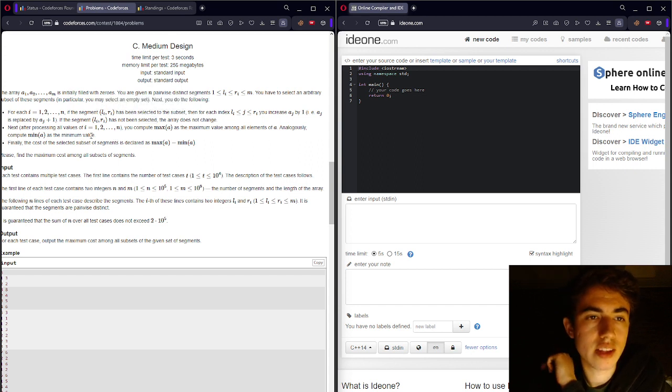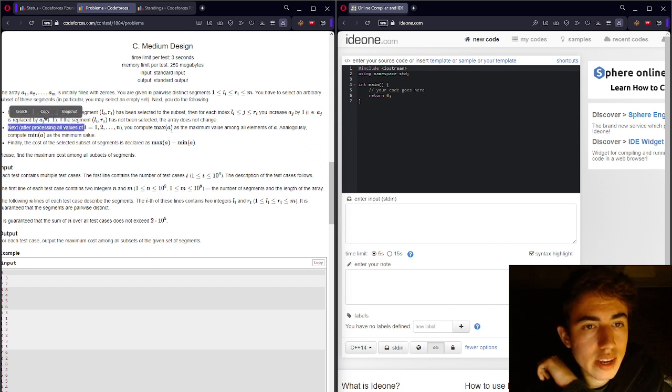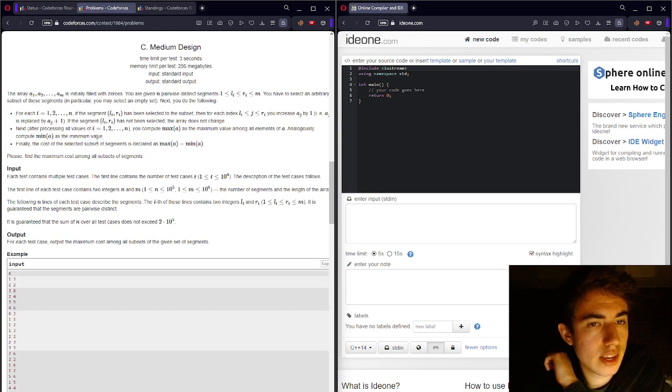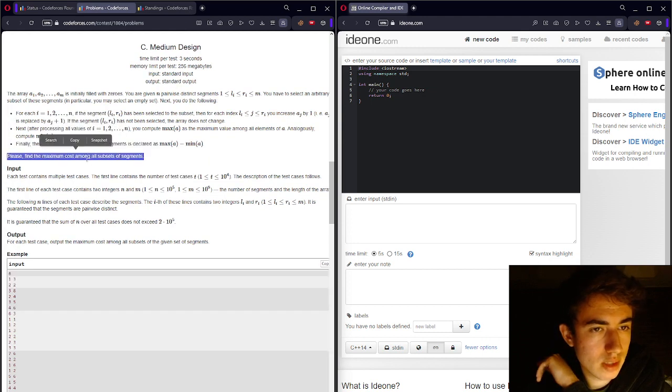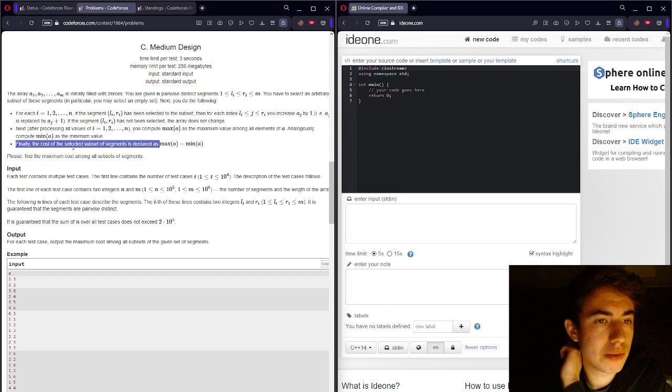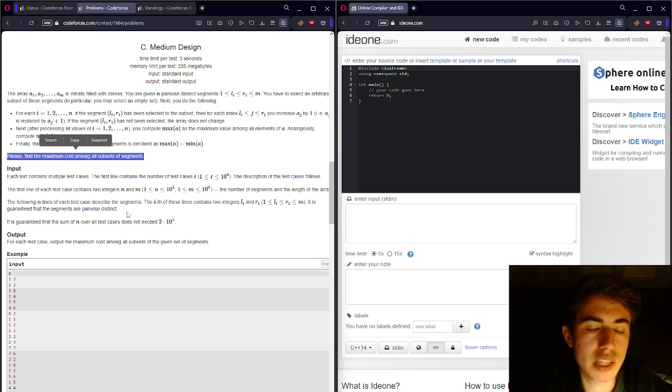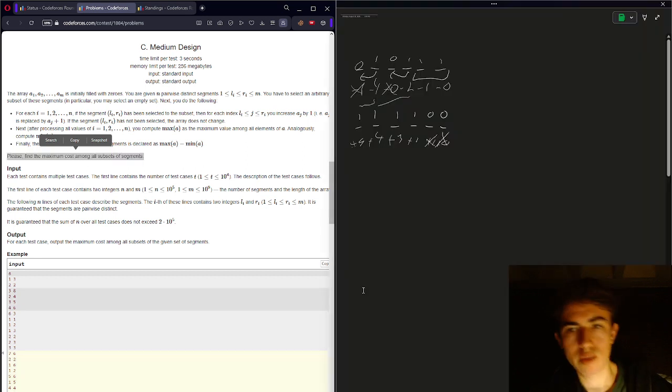Oh, okay. So basically, you select a subset of the segments. You add 1 to every value on the range corresponding to that segment. And then you compute the max value among all values of A, and the minimum value among all values of A. And then you subtract max minus min, and that's corresponding to the cost. You want to have the maximum difference between the maximum and minimum. Sure. Alright, so then what does that mean?